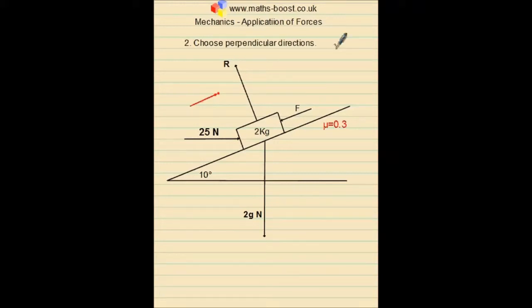Step 2 is to choose 2 perpendicular directions in which you will resolve all forces. And this direction is always dictated by the direction of acceleration. And this second arrow is always perpendicular to it. We could have equally picked it pointing down.